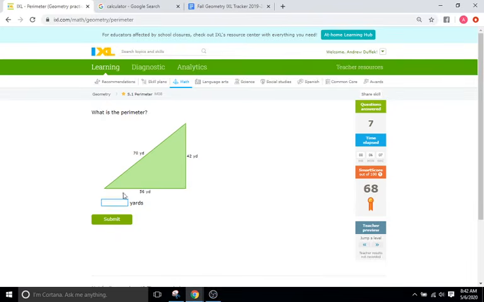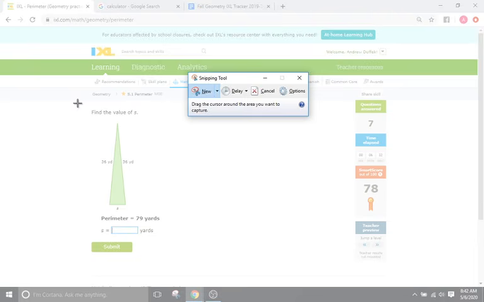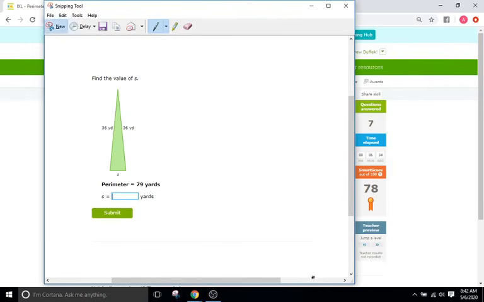Okay. Same thing for triangle. You're just going to add all three of those together for perimeter. Okay, and once you get to the higher end here, you're going to see that they give you the perimeter of 79 yards, for instance. And then they give you some of the sides, but they ask you to find a missing side. So when you add all three of these together, you're going to get 79. And so if you can't do it in your head, that's totally fine. This is what I would recommend.